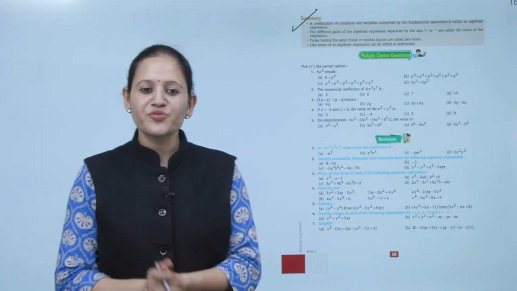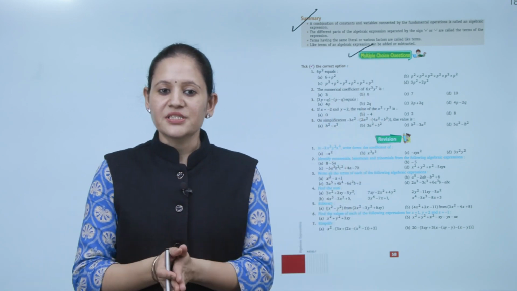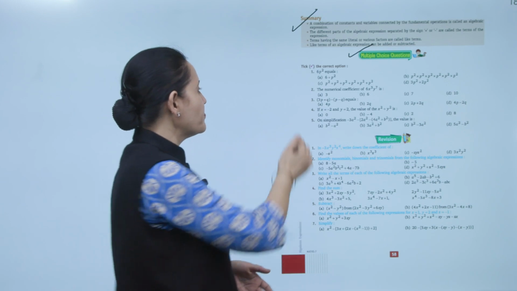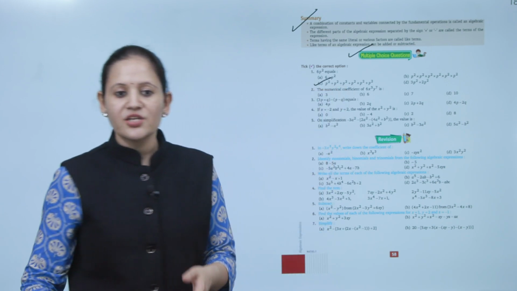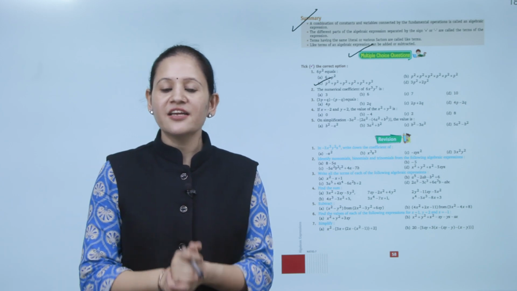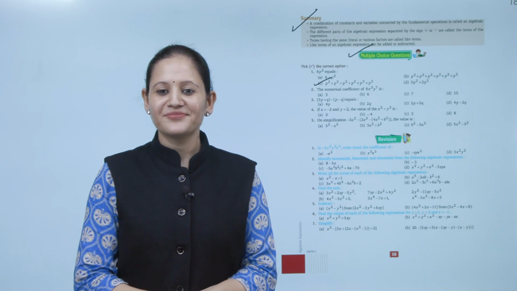Next is multiple choice questions. Take the correct option. 6p square, that is equal to p square added 6 times, that is equal to 6p square. So option C is the correct answer here. Here we end the chapter. I hope you understand it well. Now go practice it.